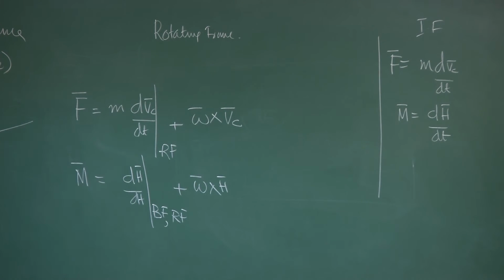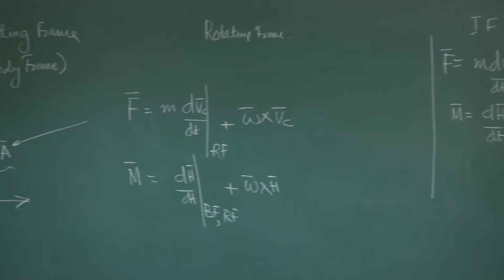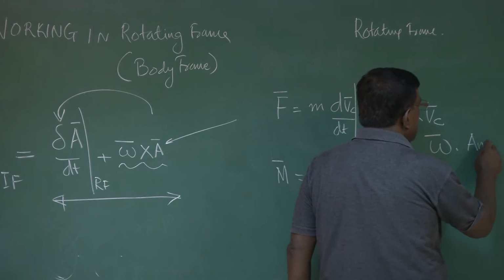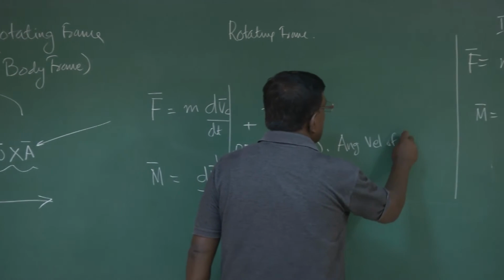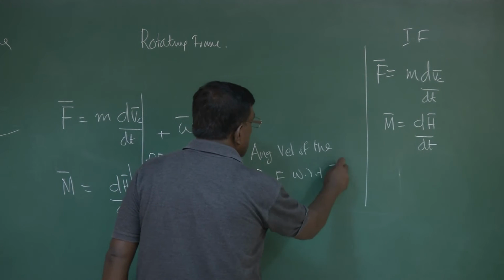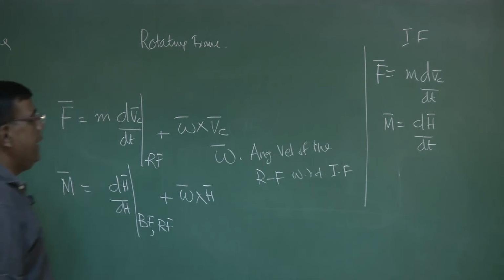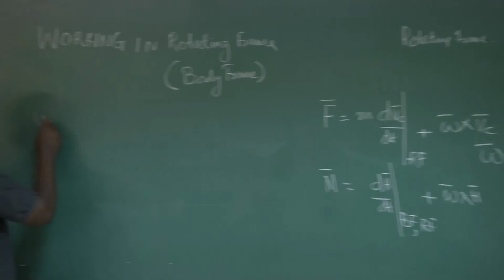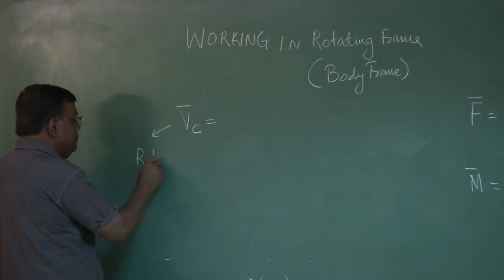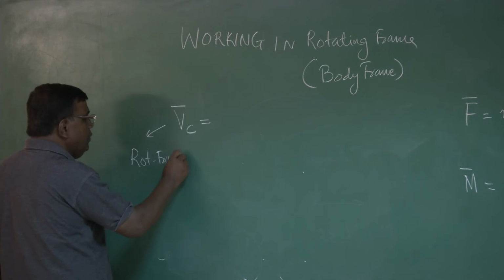What is omega? Omega is the angular velocity of the frame with respect to the inertial frame. Correct? Omega is the angular velocity of the rotating frame with respect to the inertial frame. Now, please understand the next step. What is Vc? How am I going to expand Vc in the rotating frame? How am I going to express it?